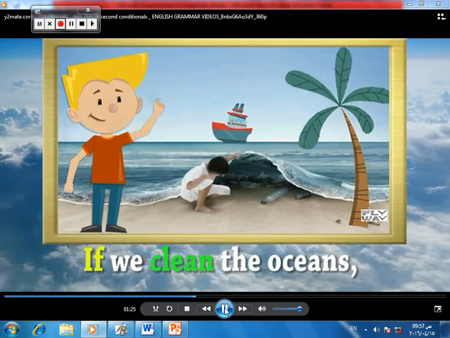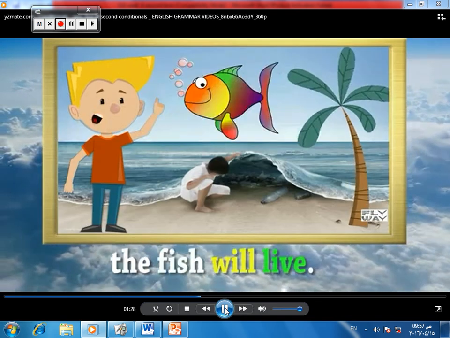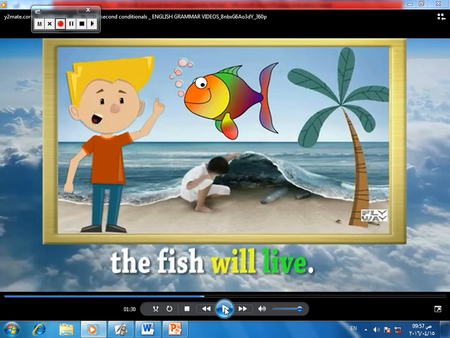If we clean the oceans, the fish will live. We have the present simple in the first sentence, and we have the future simple in the second clause. Okay. Sometimes in the if clause we can use the present simple, sometimes we can use the present continuous, and sometimes we can use the present perfect continuous. And still, in the second clause we have the future simple. Okay.